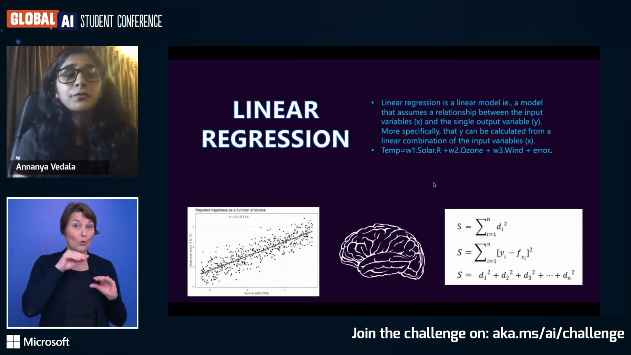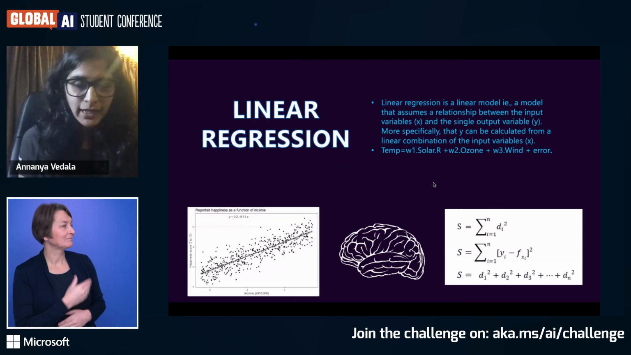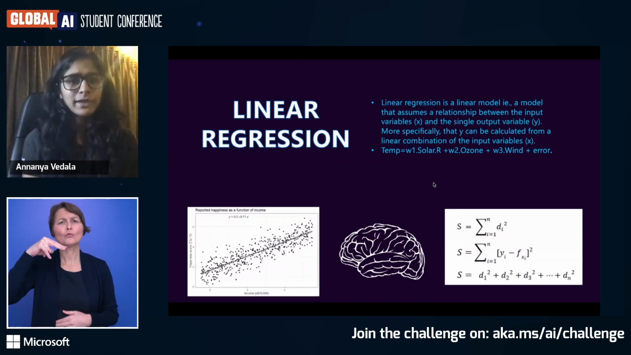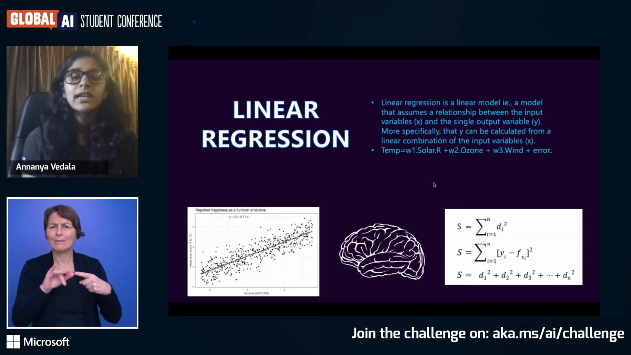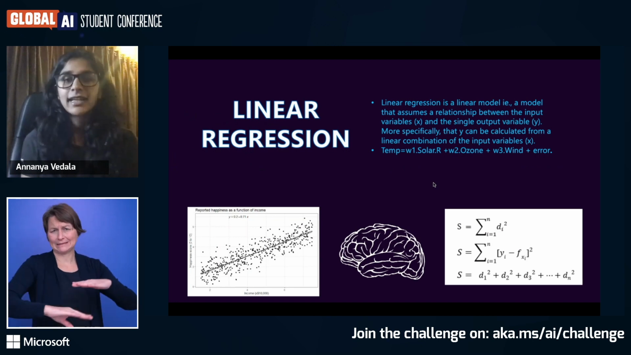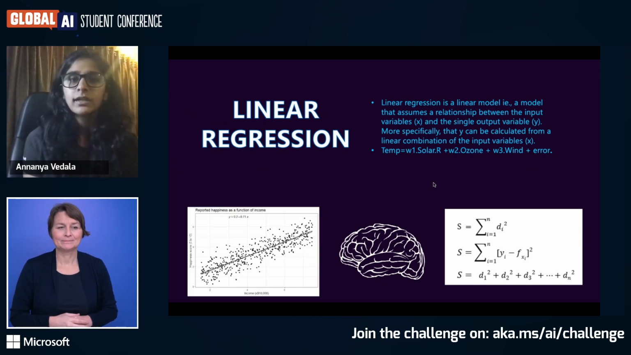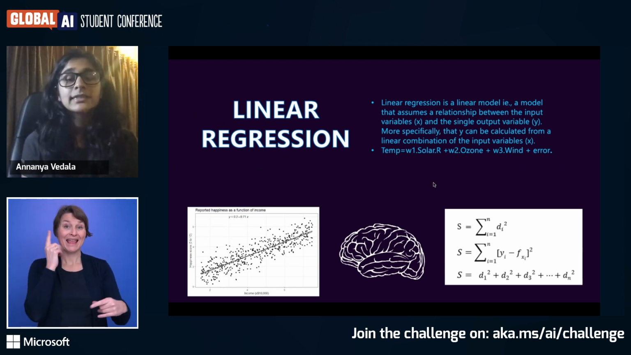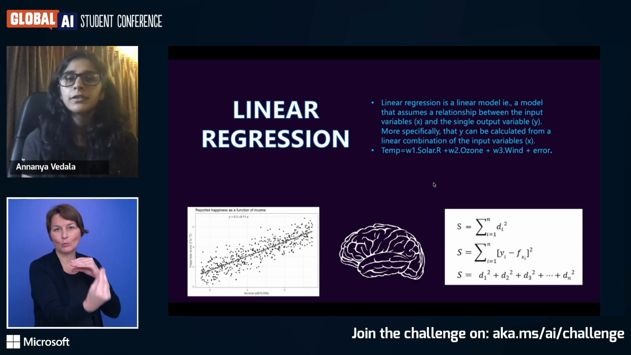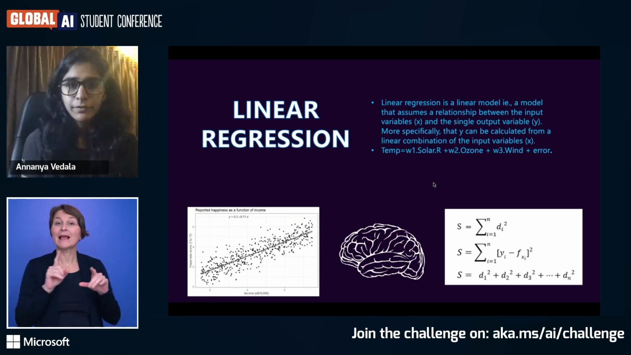Now, moving on to the first supervised learning algorithm that I want to talk to you about. This is the most basic algorithm that you will ever come across. As we see on the screen, it's basically a linear model. It's a model that assumes a relationship between the input variables and a single output variable. Here your output variable is the dependent variable, and your input variables are all independent variables.